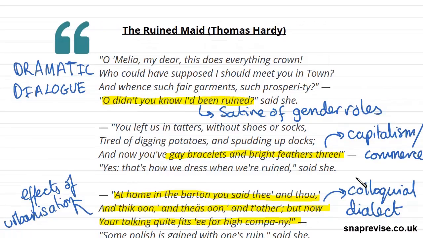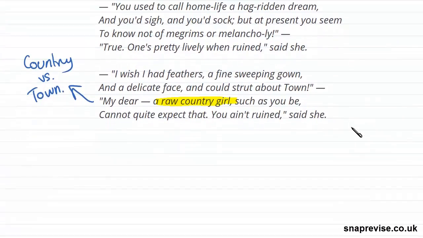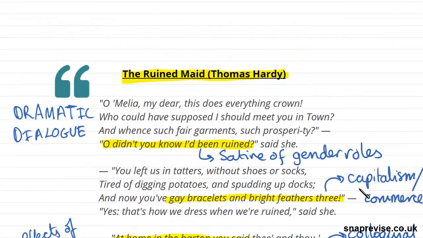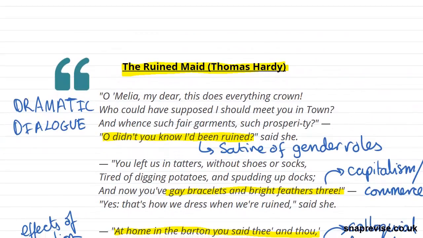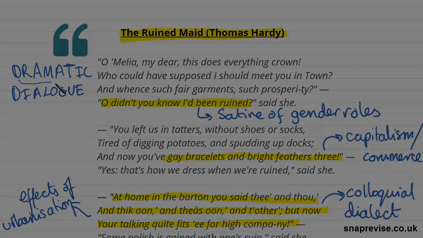Here, let's take a closer look at The Ruin Maid by Thomas Hardy, another poem written in the 19th century. Just scroll through this now so that you can read the poem. So now let's talk a little bit about the elements of context that we can identify in this poem. I've just made a note here that it is a dramatic dialogue poem.